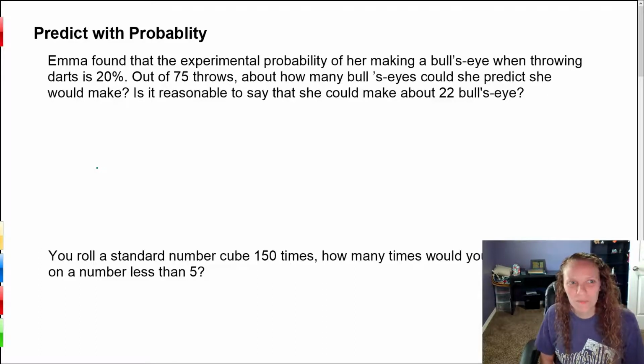Hey guys, today we're going to be predicting with probability. In order to predict, we're going to need to know how to set up a proportion. Let's try the first one.